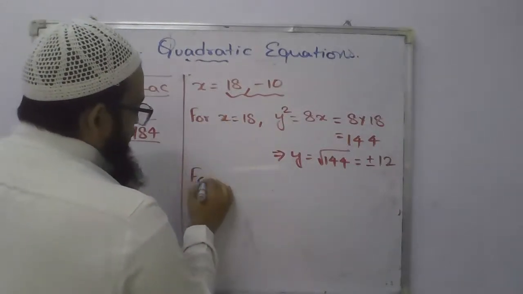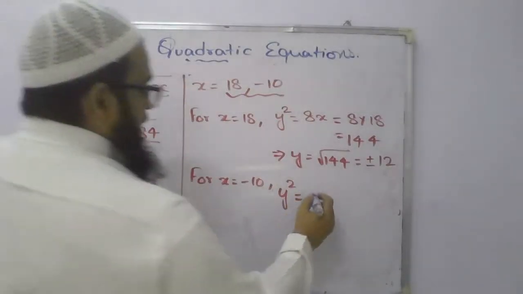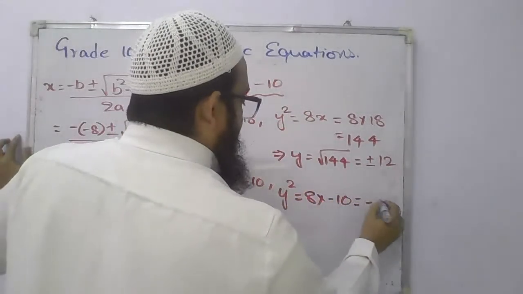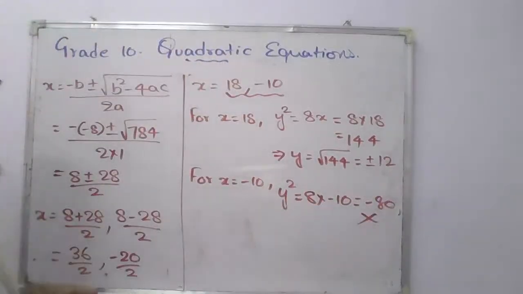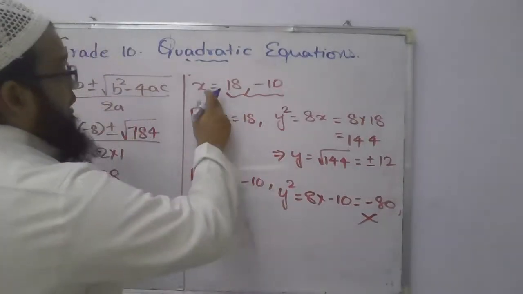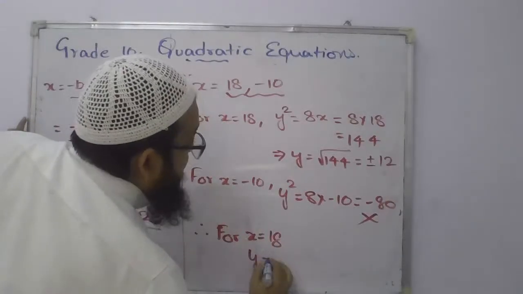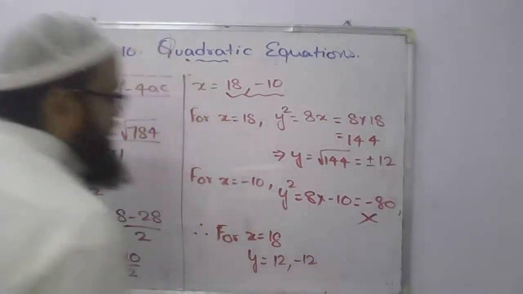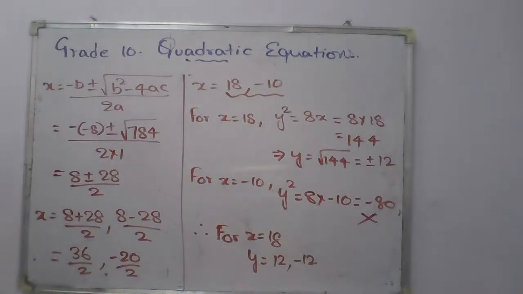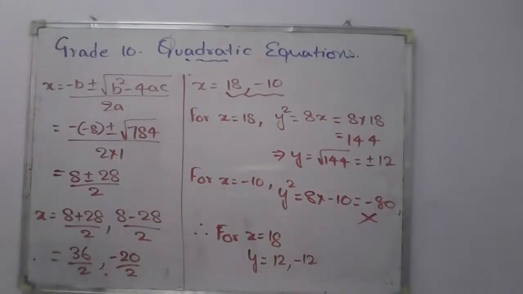For x is equal to minus 10, y square is equal to 8 into minus 10. That is equal to minus 80. Does it imply? A square cannot be negative. So therefore, for x is equal to 18, y is equal to 12 or minus 12. Understood, my dear students? Okay, this will not happen. y square is equal to 8 into minus 10, that is equal to minus 80, you don't have. So therefore, x is equal to 18 and y is equal to 12 or minus 12.